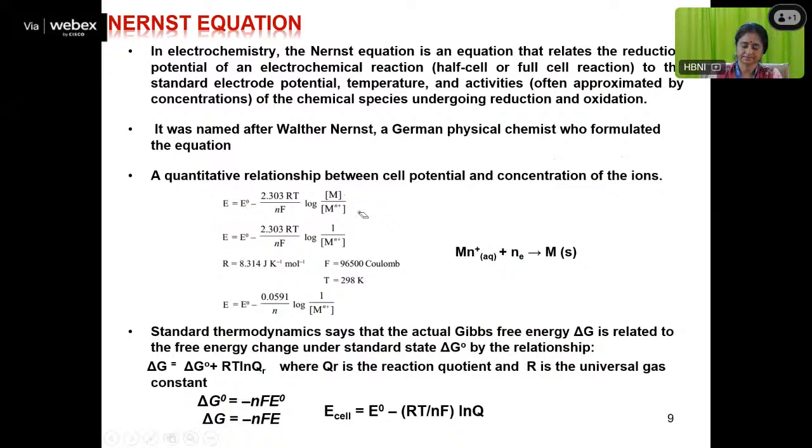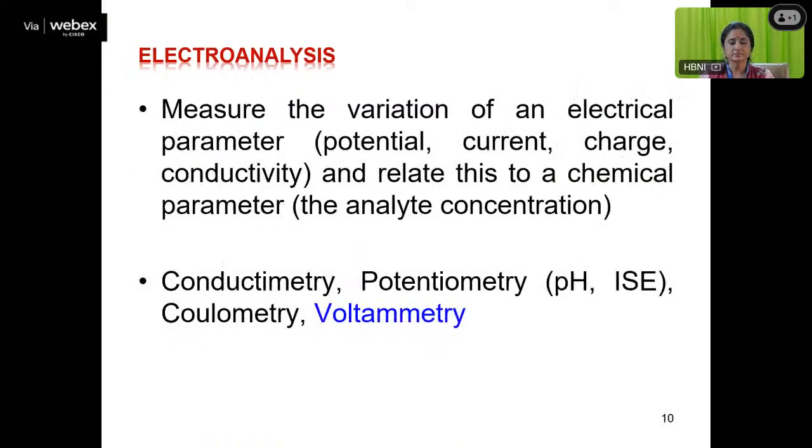Now standard thermodynamics says that the actual Gibbs free energy delta G is related to the free energy change in the standard state delta G0 by the relationship delta G equals delta G0 plus RT ln Q, where Q is the reaction quotient and R is again the universal gas constant. So these are the equations.